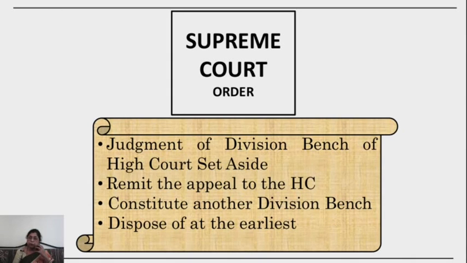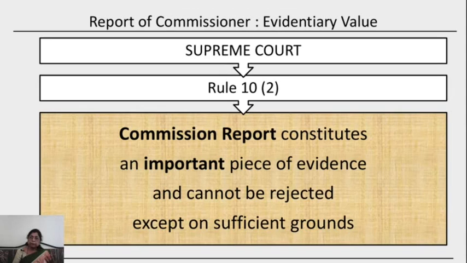So, how much importance should be given to the commission's report? If the commission's report contains facts which are data before the court, those facts should be taken into consideration. The court just cannot brush aside or ignore the commission's report. The evidentiary value of the report of the commission has to be considered. Rule 10 sub rule 2 says that the commission report constitutes an important piece of evidence. It cannot be rejected except on sufficient grounds.